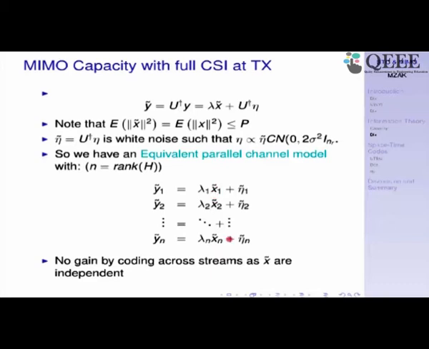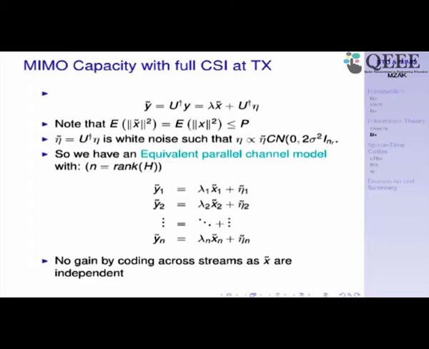Across the streams. These streams are in the eigen directions of the H conjugate matrix. So these are signals. X1 tilde you can assume as being transmitted along the first eigenvector of this matrix. X2 tilde is being transmitted along the second eigenvector of this matrix, and so on and so forth. But there is no gain in coding across streams because they are independent.